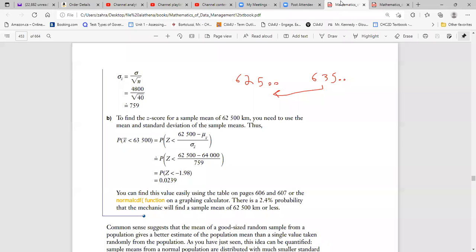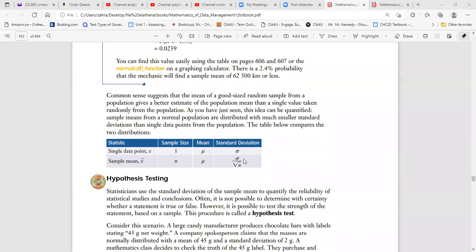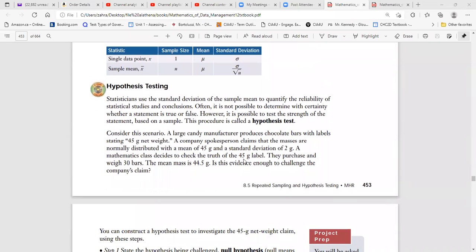So let me just erase this. Now, hypothesis testing. Okay, what is hypothesis testing? Let's say you have a company making a statement and you want to see if this statement is right or wrong. For example, consider this scenario. A large candy manufacturer that produces chocolate says that the chocolate weight on a label is 45 grams. A company spokesperson claims the mass is normally distributed with a mean of 45 grams and a standard deviation of 2 grams. And they claim that this is 45 grams.